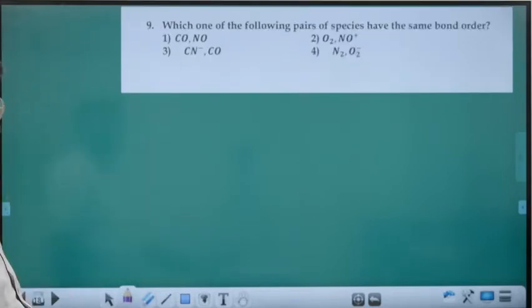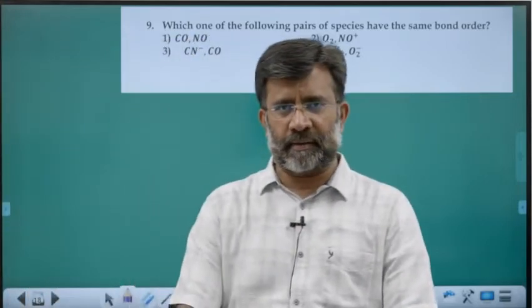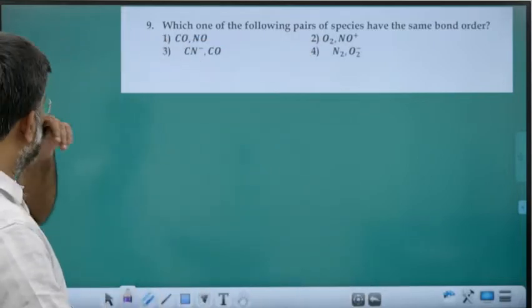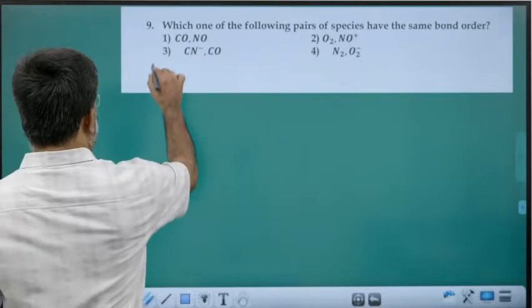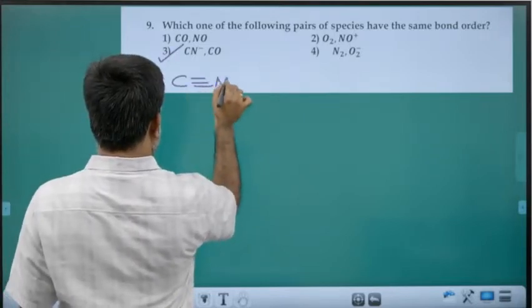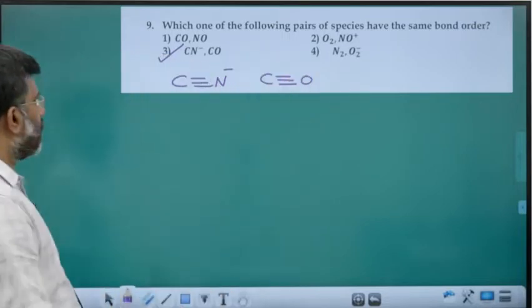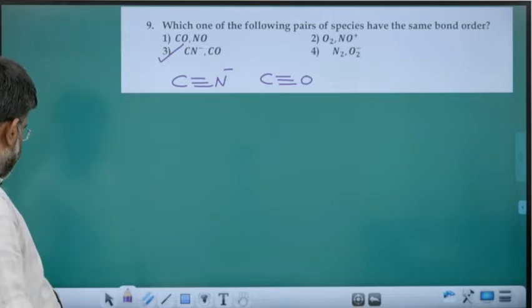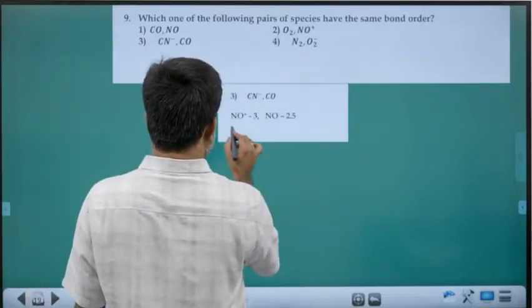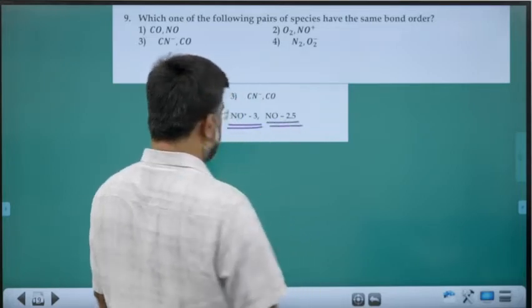Same bond order. Isoelectronic species maintain the same bond order. You see, CN minus, option 3, has bond order 3, and CO has bond order 3. That is the answer. While in NO, the bond order is 2.5, and NO plus has bond order 3.